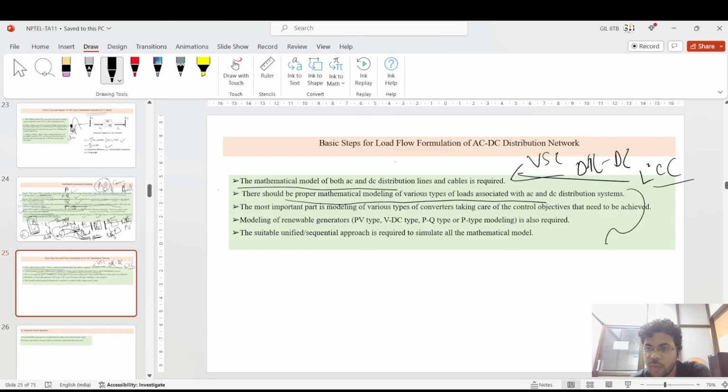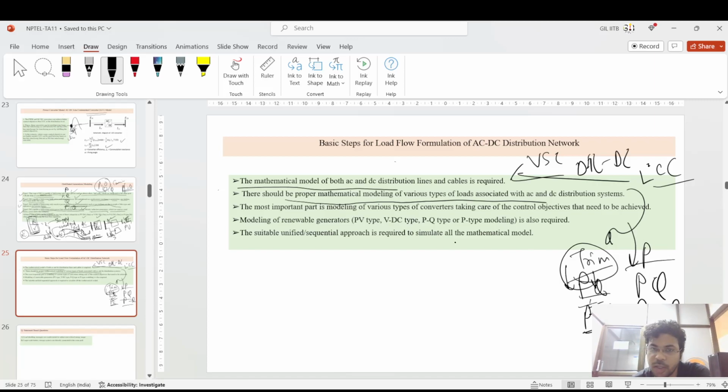And the second is the mathematical modeling of these various types of loads. Loads means you have multiple loads. Suppose you have trim lights, and it's a PQ kind of system. It also consumes P and consumes Q as well, because the power electronic converter is there. So this kind of load will be defined as P type load, PQ type load, P minus Q type load. That kind of system you have to categorize.